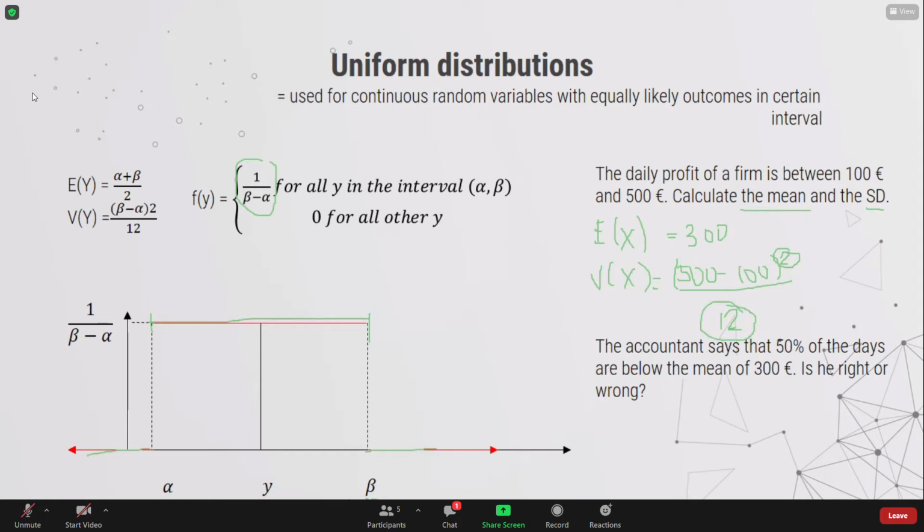We again use only those numbers because we have to calculate the variance. And from here, it becomes 400 to the power of 2 divided by 12, which would be around 13333.33. And now the standard deviation is just the square root of this number.